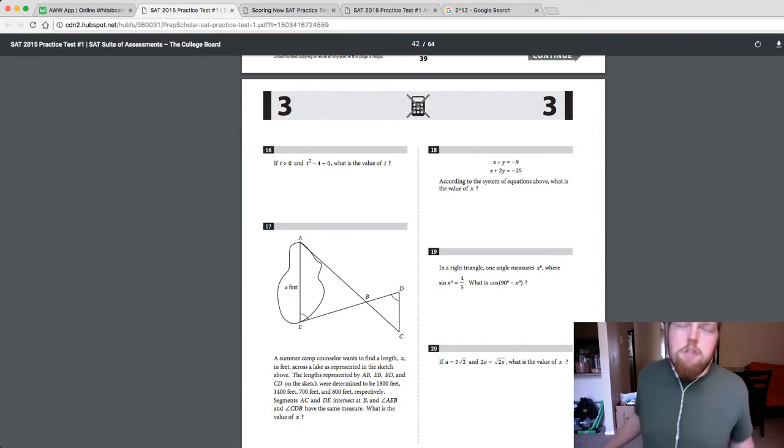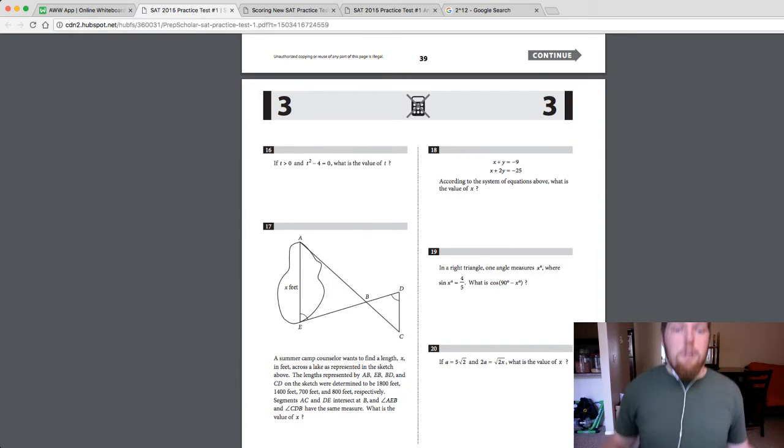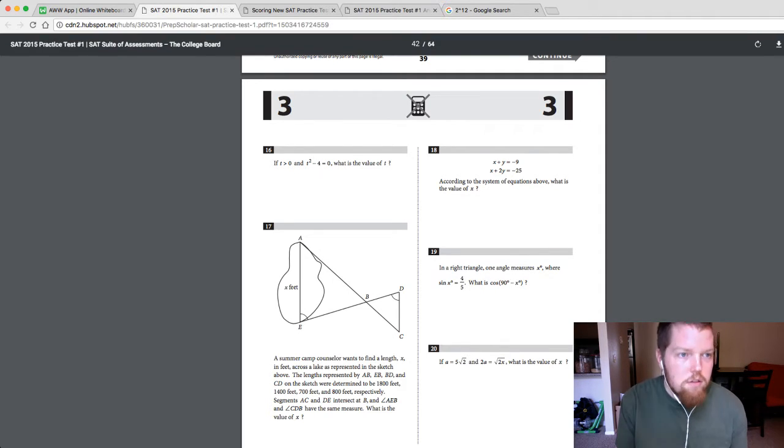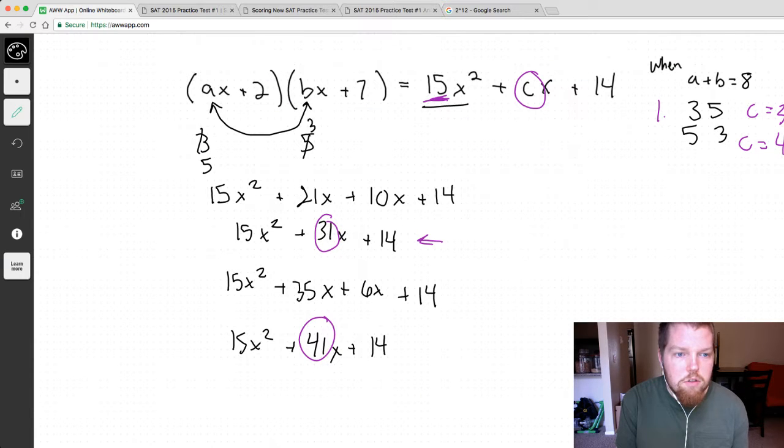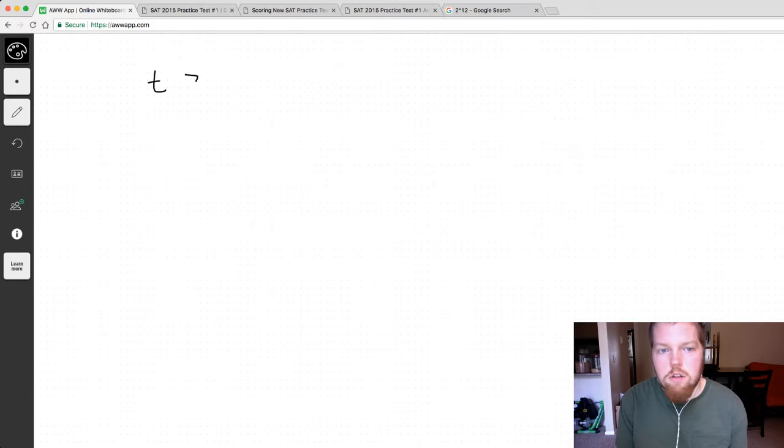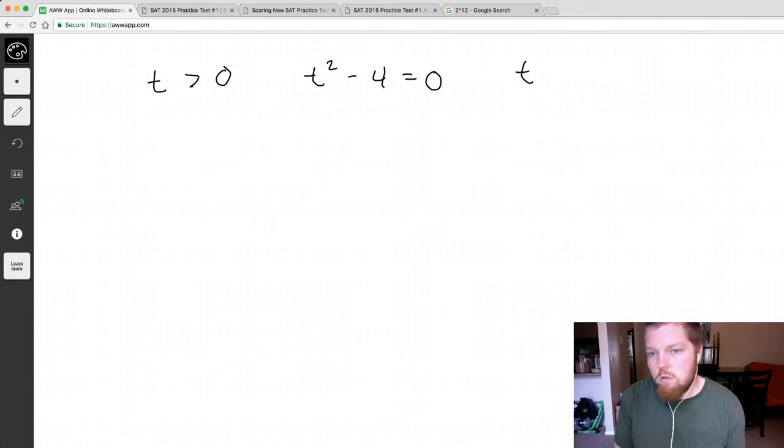So this is short answer. We don't have any more multiple choice now. So it says if t is greater than 0, and t squared minus 4 equals 0, what is the value of t? Now it's very important that they put t is greater than 0 there. I'll show you why in a minute. So t equals what? So let's solve for t.